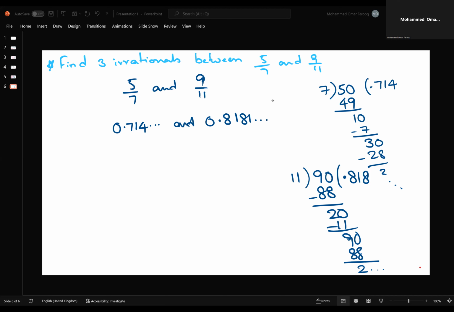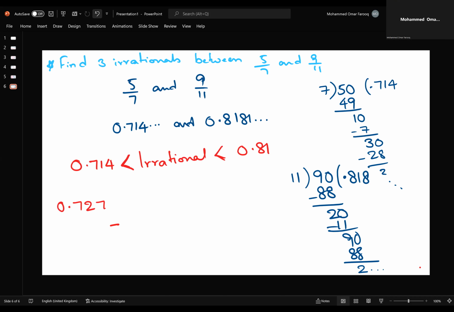Now, so the irrational number should be greater than 0.714. That means whatever irrational number I am finding, it should be greater than 0.714 and less than 0.81. Is it right, my dear students? Yes, sir. So now let us find out. So the first irrational number, can I write it as 0.72, 0.722, 0.7222, 0.72222, and so on.